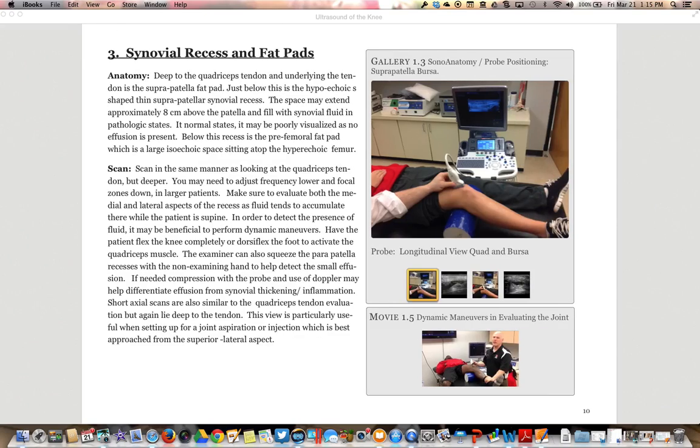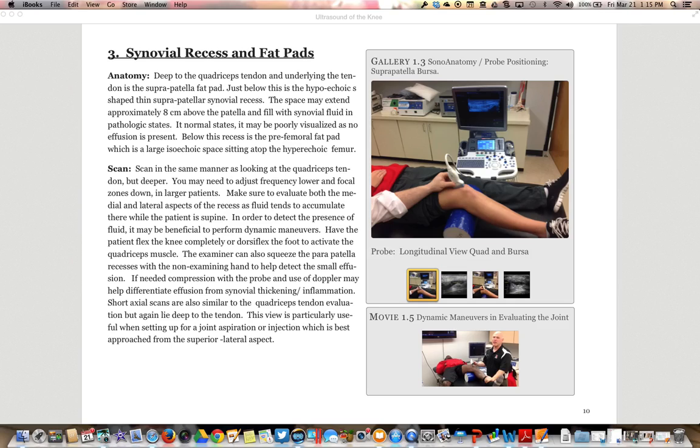The next thing we're going to look at is the synovial recess and the fat pads, and take a slightly more detailed look at this area, as this is one of the most common areas where we're going to do procedures such as joint injections or aspirations. The synovial recess may extend approximately 8 centimeters above the patella and fill with synovial fluid in pathological states. To scan this is going to be a similar method to what we did for the quad, and we're going to evaluate the synovial recess on both its medial and lateral side.